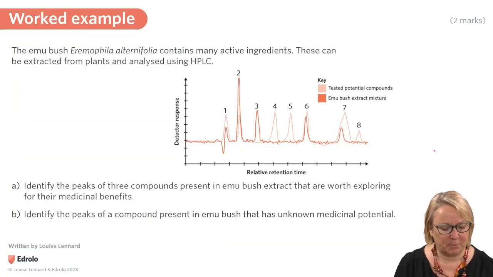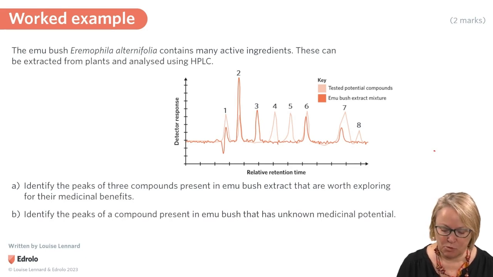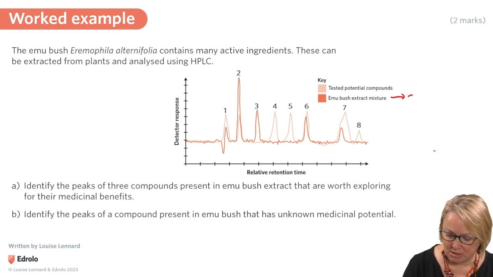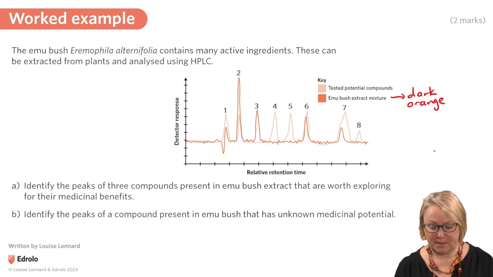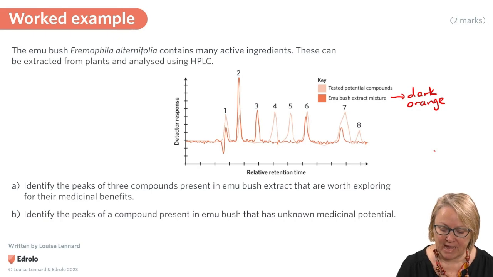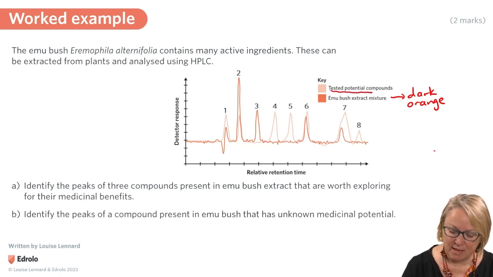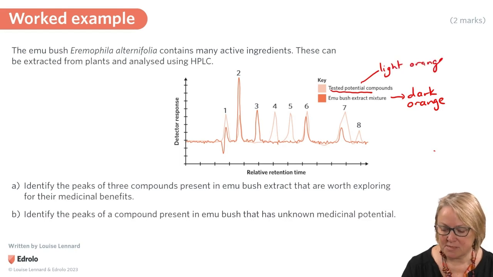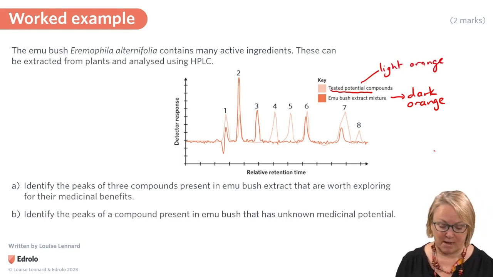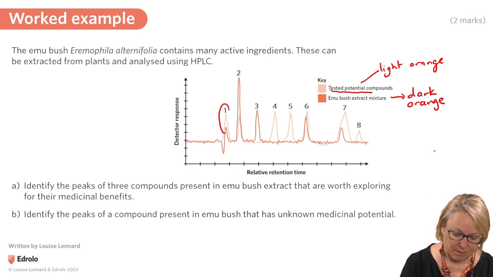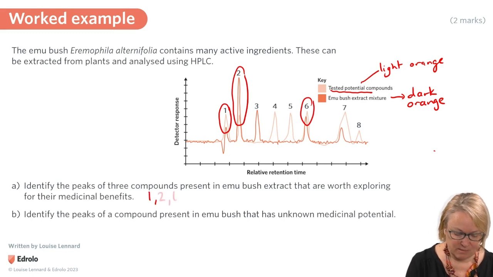Let's look at a worked example. Emu bush contains many active ingredients extracted using HPLC and then further analysed. Identify the peaks of the 3 compounds present in emu bush extract, which is the dark orange line, that are worth exploring for their medicinal benefits. The peaks we're looking at are the tested potential compounds, and they're in light orange. So we want to see where the dark orange and light orange chromatograms overlap. We've got peak 1, peak 2, and peak 6. So that's the answer to A.